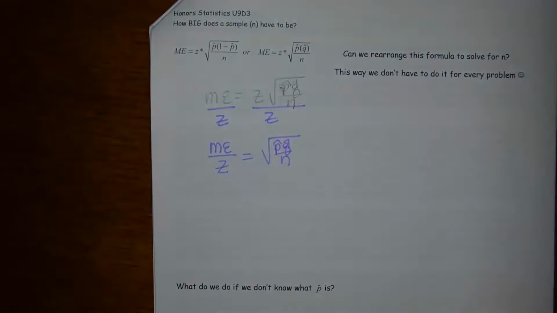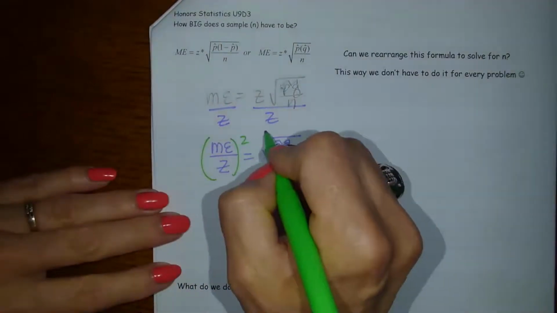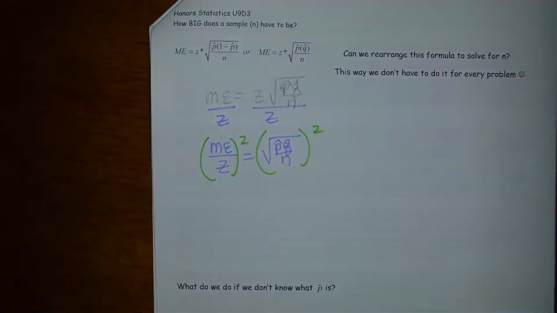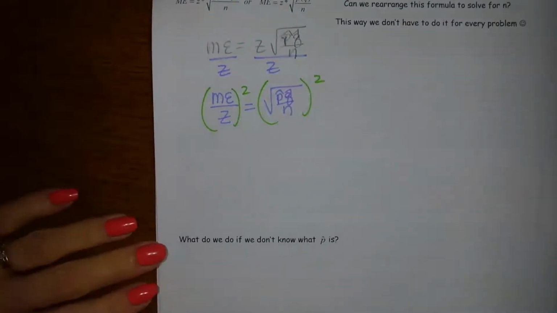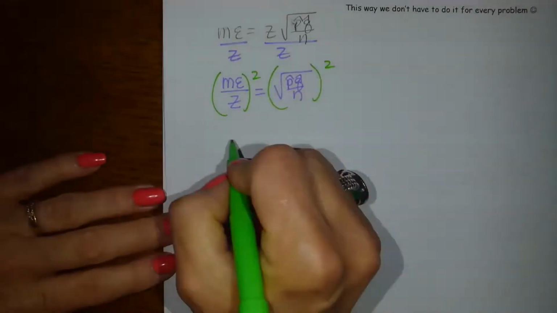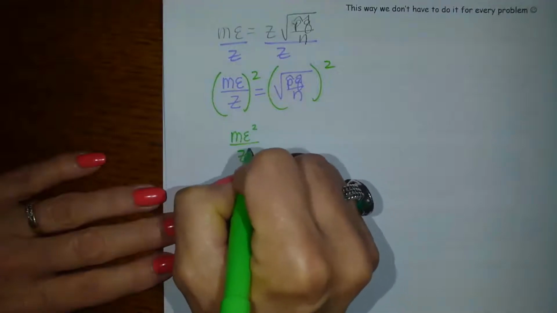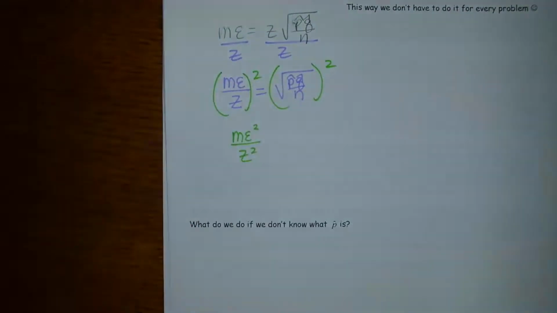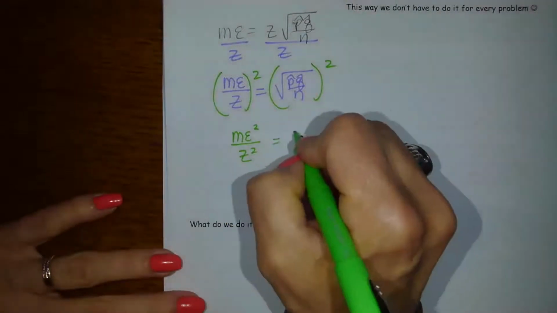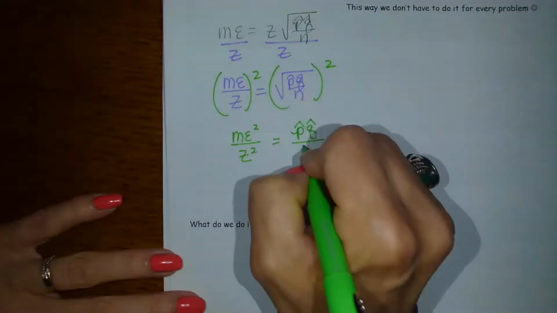Now, how do I get rid of the square root? Square both sides, right? That will take off the square root. And don't worry, you don't have to do this by yourself, but I think if you follow along, you'll understand n a little bit better. So this basically says the margin of error squared over z squared. Now you can leave it like one thing squared, doesn't matter, equals p hat q hat over n.